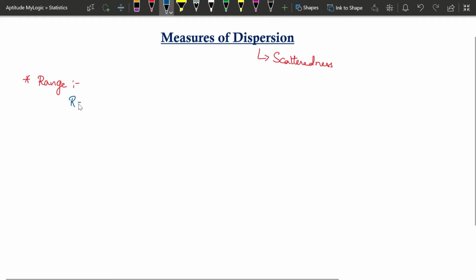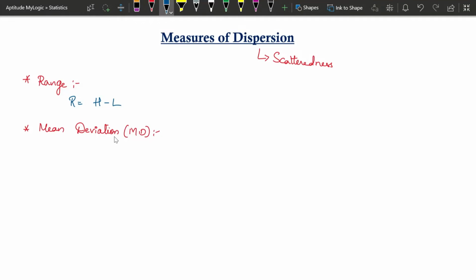It is the highest value minus the lowest value. This gives you the range. So the next measure of dispersion is mean deviation. Mean deviation is a measure which we calculate using mean or median. So the question will be asked, say find out mean deviation for the following set of data using mean, or find the mean deviation from median. So they'll ask you either from mean or median.